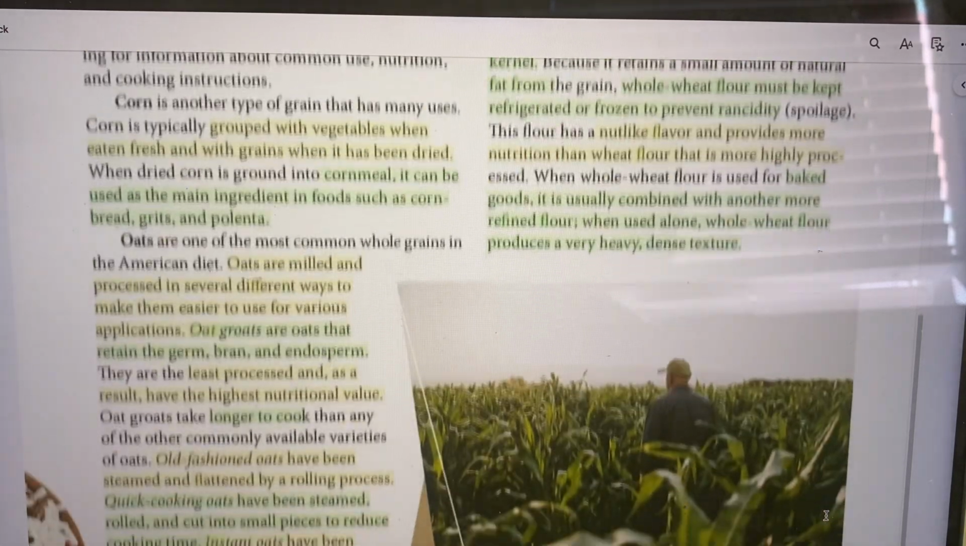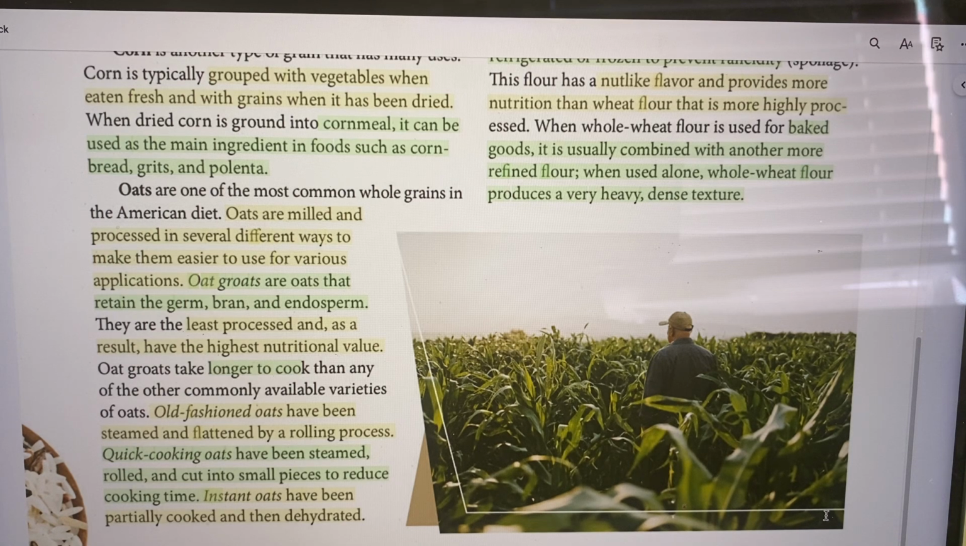So oats, let's talk about oats. You know, like oatmeal or oats. Oats are one of the most common whole grains in the American diet. Oats are good for you. Oats are milled and processed in several different ways to make them easier for various applications. Oat groats here. Oat groats are oats that retain the germ, bran, and endosperm. So when you think of oat groats, you think of oats that are high in vitamins because they still have the germ and the bran, as well as the endosperm, all three. And they are least processed, and as a result, they have the highest nutritional value.